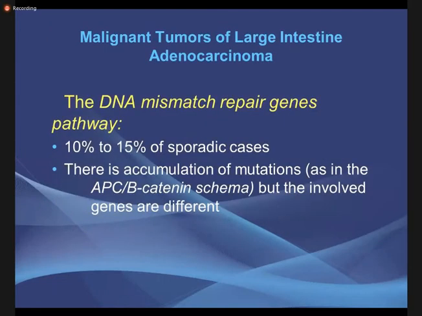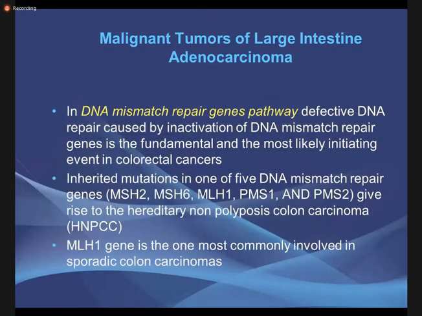Then the second pathway is the DNA mismatch repair genes pathway. This accounts for 10 to 15% of the sporadic cases, and there is accumulation of mutations as in the APC-beta catenin scheme, but the involved genes are different here. So what are these genes? Basically, these genes are MSH2, MSH6, MLH1, PMS1, and PMS2. These are the DNA repair genes, and these will be defective.